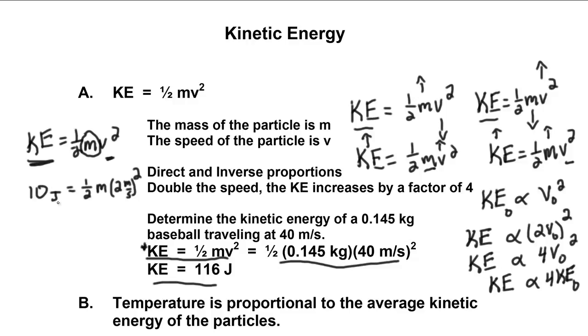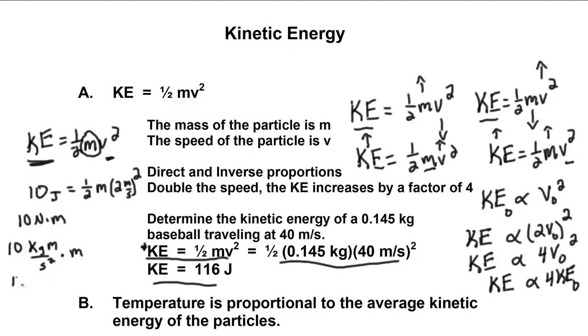The units of energy are joules. And so what is a joule? A joule is a newton times a meter. What is a newton? A newton is a kilogram meter per second squared times a meter.